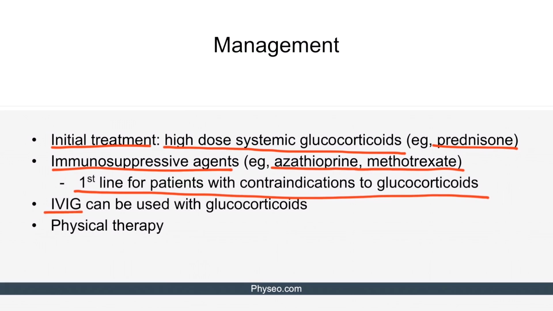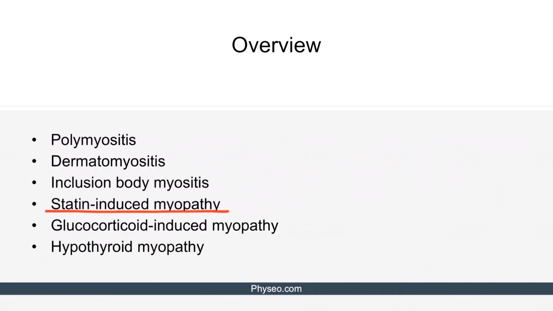And again, IVIG can be administered with glucocorticoids in patients with severe disease because you want to speed up that recovery process. Also, physical therapy is important, especially in patients with dysphagia, because again, you want to prevent aspiration. Let's discuss statin-induced myopathy next.